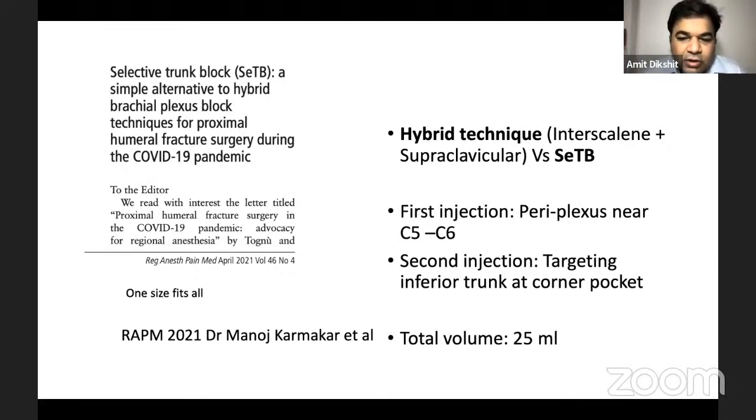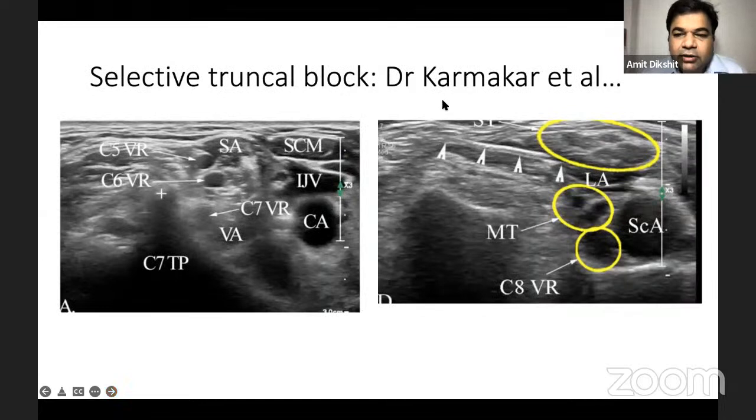Surgeons are most often not happy. So a combination of either a costoclavicular, infraclavicular, or a subclavian perivascular block is a good addition to meet those requirements of surgeons. So this is a selective truncal injection.